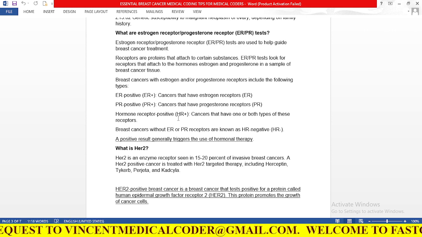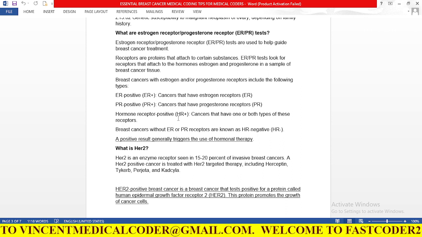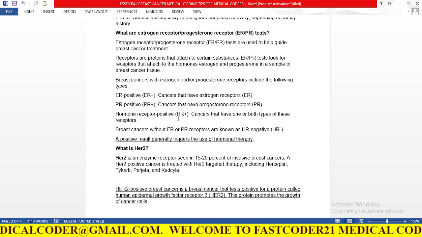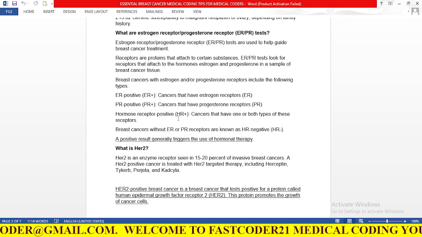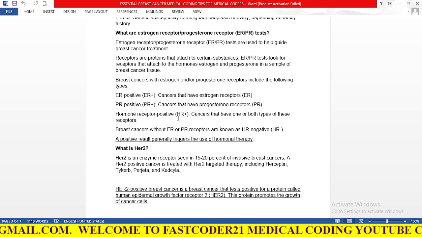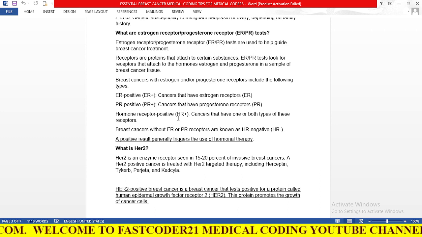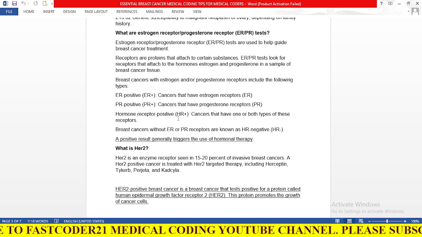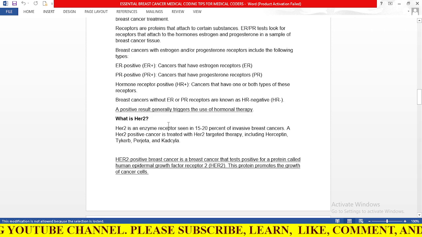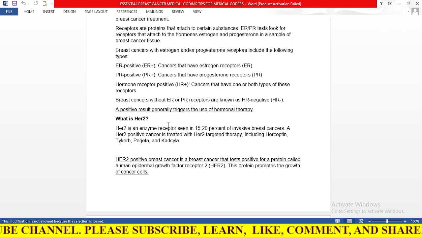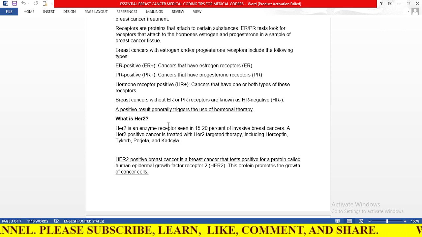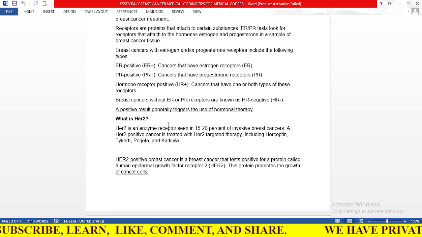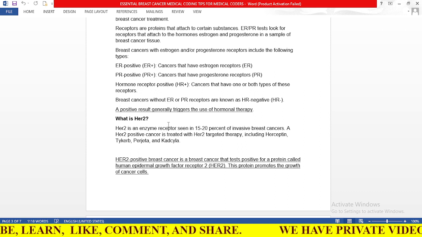ER means estrogen receptor, PR means progesterone receptor. ER and PR tests are used to help guide breast cancer treatment. ER and PR testing means the patient already has the cancer. In order to find the better treatment for the breast cancer, we have ER and PR. So breast cancers with estrogen and/or progesterone receptors include the following types. ER positive means cancers that have estrogen receptors. PR positive means cancers that have progesterone receptors.